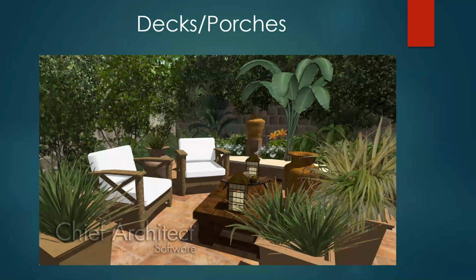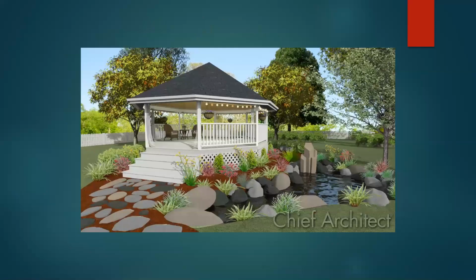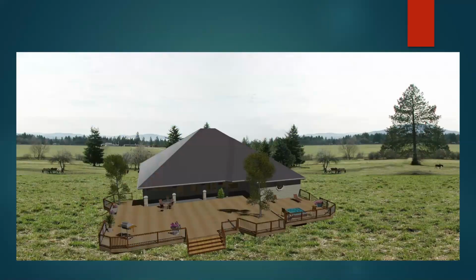We talked about the landscaping earlier. You can create decks and porches with plants on them, like you see here, and these plants look very realistic. You can put furniture in there, create porches, create gazebos, all kinds of areas. Here's a house with a deck that was created in Chief Architect. It looks exactly like the drawing.